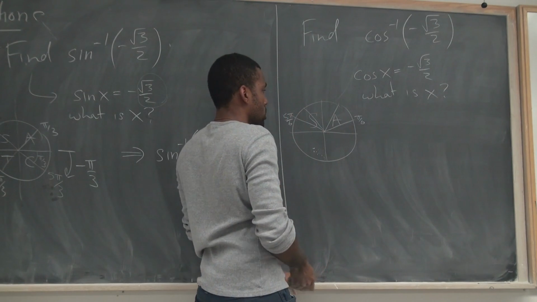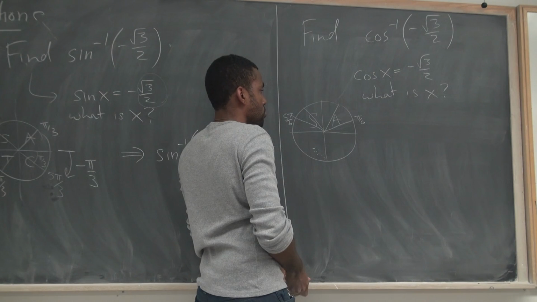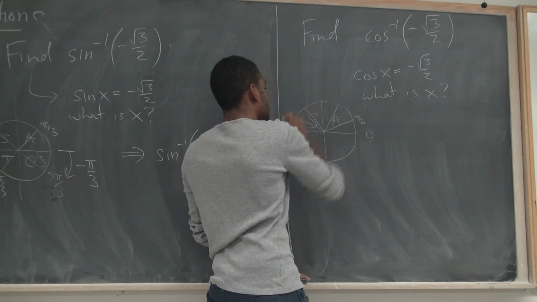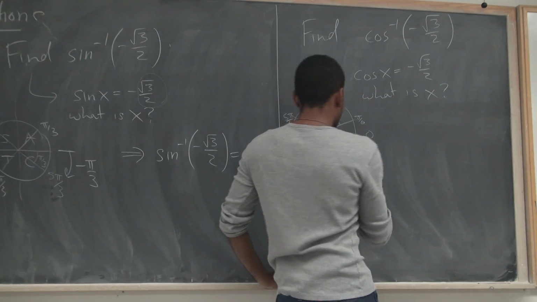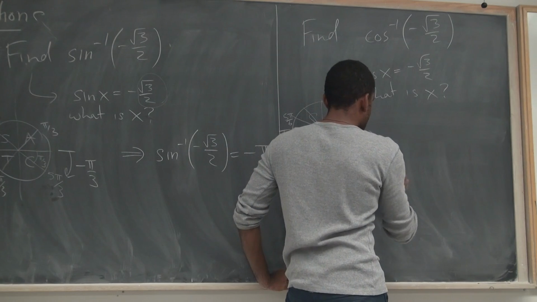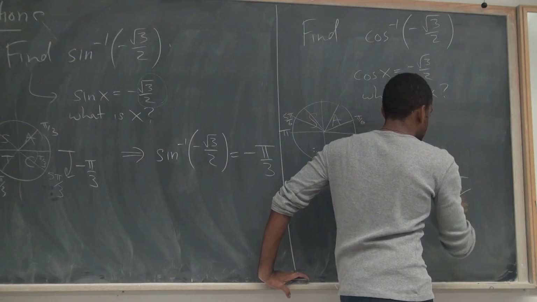Cosine is negative in this quadrant. Do I take that as the answer? Yes, because this is between 0 and pi. So cosine inverse of minus radical 3 over 2 is 5 pi over 6.